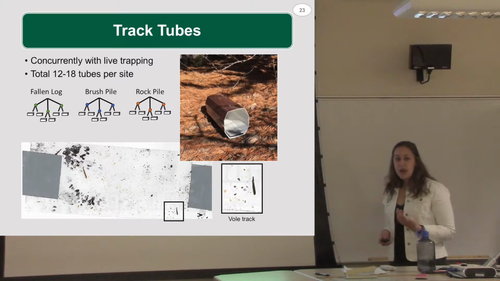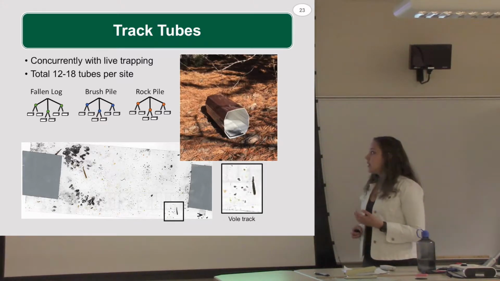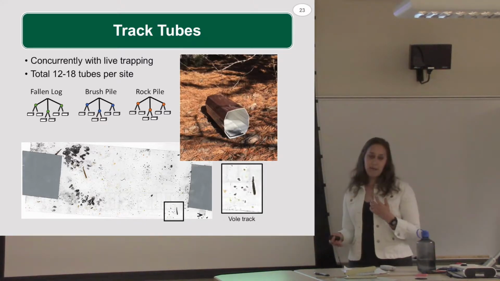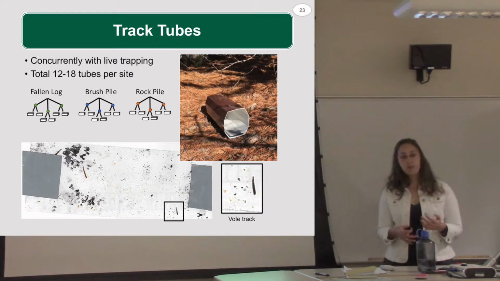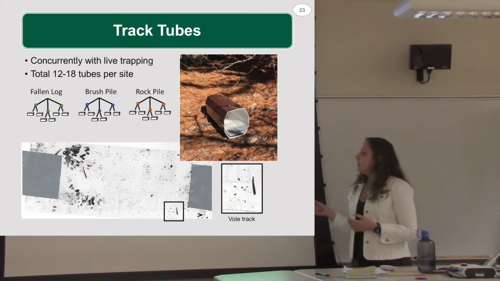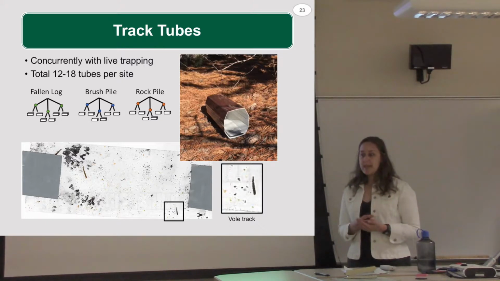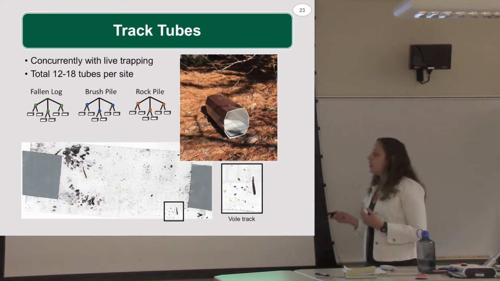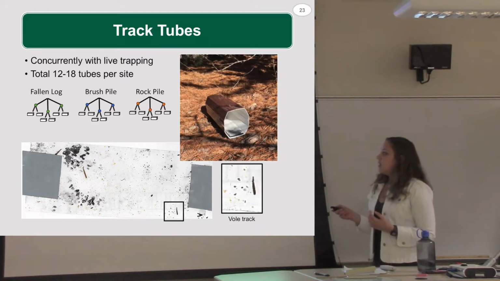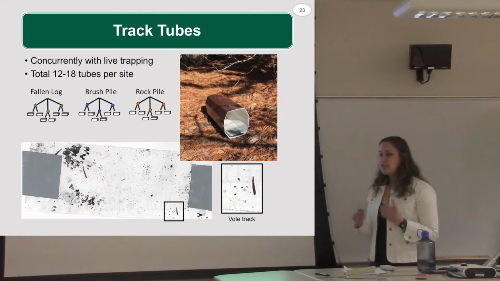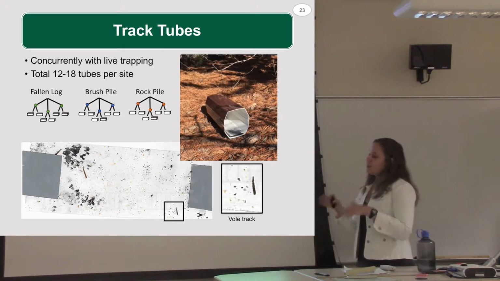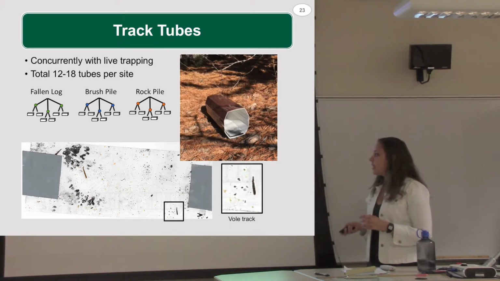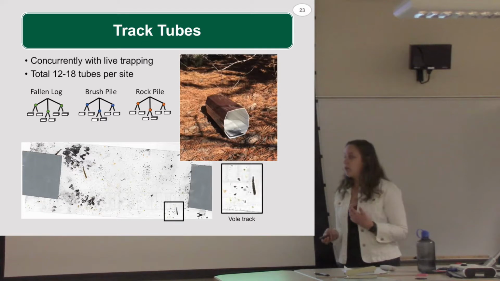So in addition to live trapping, we also installed track tubes. These were placed concurrently while we were live trapping, and there were 12 to 18 tubes per site. The way we divided them up is tubes were only placed at stations that had habitat features, and those stations were randomly selected. For 3 randomly selected stations, we then placed 2 track tubes to try to get as many tubes around each feature as possible. Tubes were placed depending on what habitat features were available at what sites.